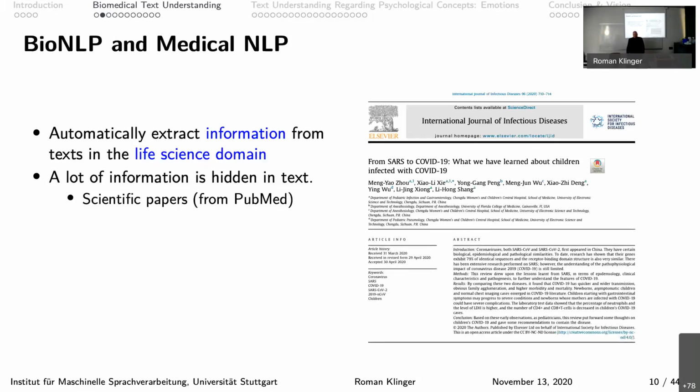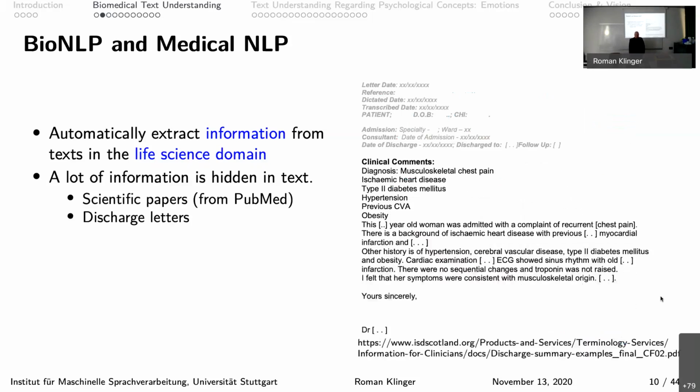And there are many application scenarios. So for instance, I could aggregate information that's in scientific papers. For instance, this paper here is about COVID-19 and infection, and down here they talk about different cells that play a role there. Other cases could, for instance, be discharge letters.